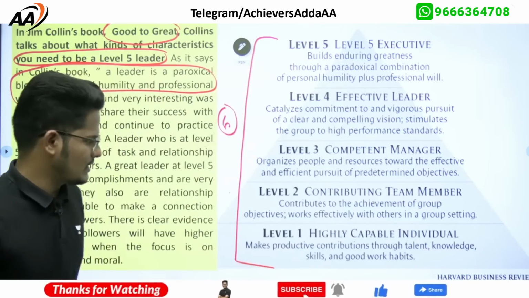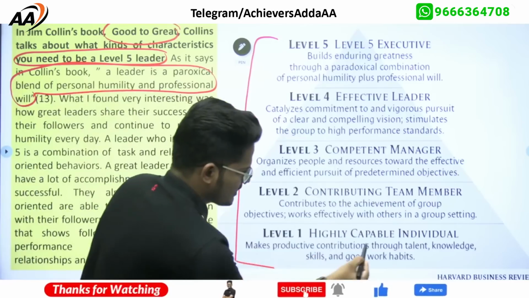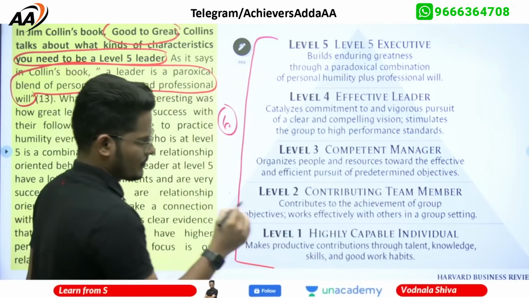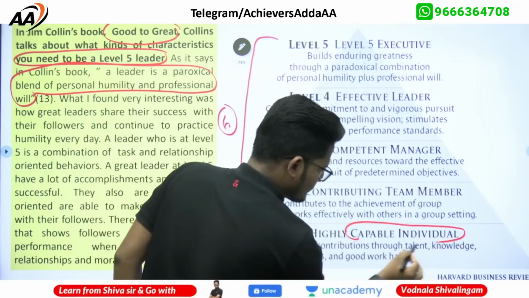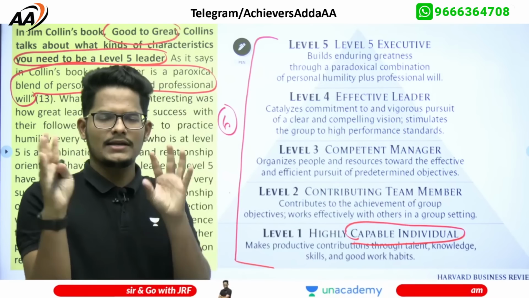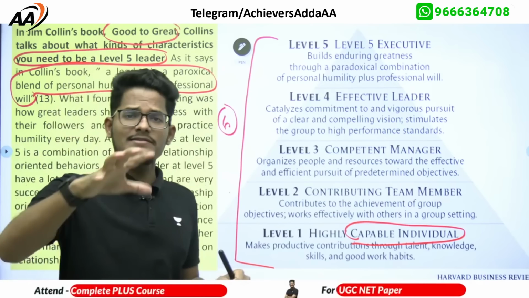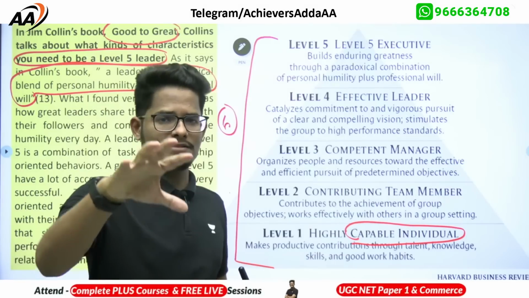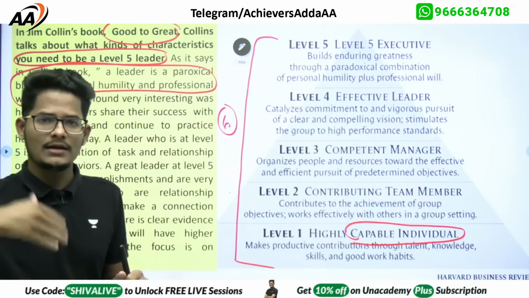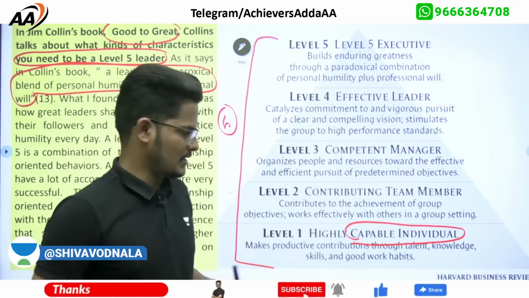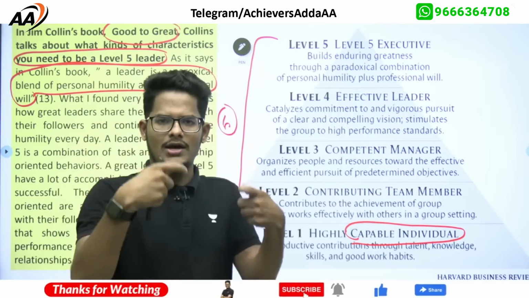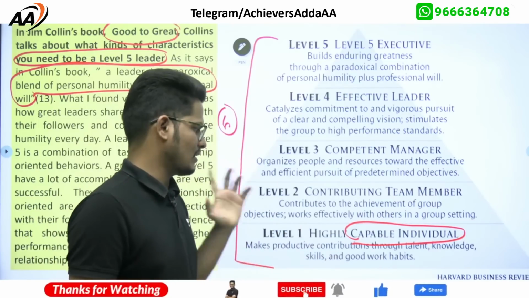The first type of leader makes a productive contribution through talent, knowledge, skills and good work habits. So they are capable as an individual. Individually you are capable of doing whatever task is assigned. Based on your capability, you can handle the person as a leader, whoever has the same capability or is in the same zone of work. He will try to give his most knowledge and talent to the work as much as he is capable.